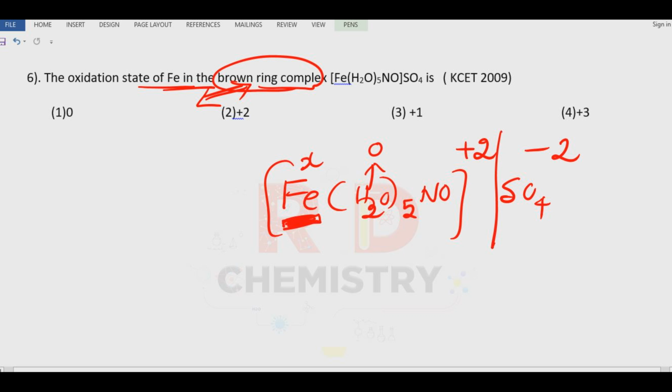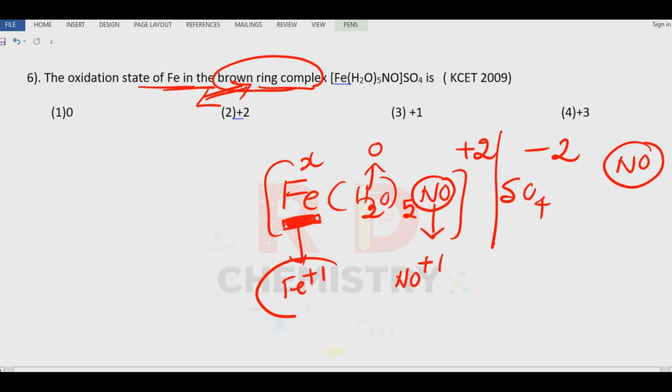So iron, let it be X, right? And what is this? This is also unknown. Now generally nitrosyl is a neutral ligand. But in the case of the brown ring complex, this nitrosyl is in the form of plus 1 charge. Nitrosyl plus 1. So iron is plus 1, an unusual oxidation number. Total charge is plus 2. Remember, in the brown ring complex, iron exists as the plus 1 charge. Unusual oxidation number. Okay. So the answer is option number 3. Clear?